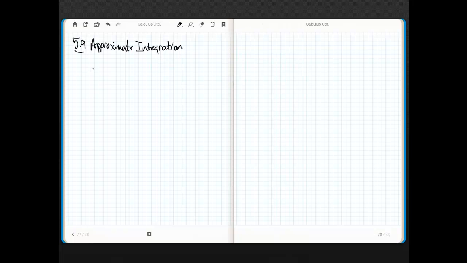We're going to take what appears to be a step backwards on this, and we're going to go back and do some approximation of integrals. The reason we want to do this is we want to introduce some new ideas, some new concepts. I want to plant some seeds here.